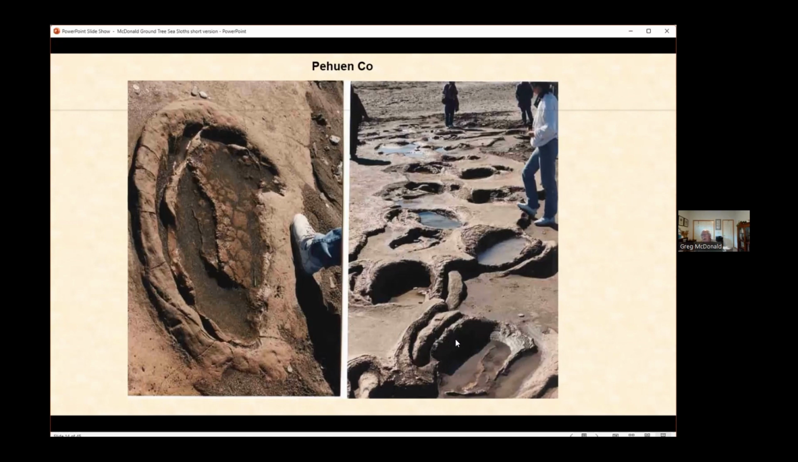but it certainly gives you an idea of some of the ways that we can calculate the speed these animals were walking by measuring the distance between these tracks, applying some formulas that were used for dinosaurs to calculate the speed, and they're moving along at a fairly leisurely rate of maybe a half a mile an hour at the most.